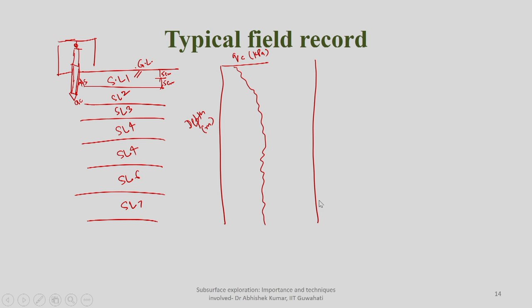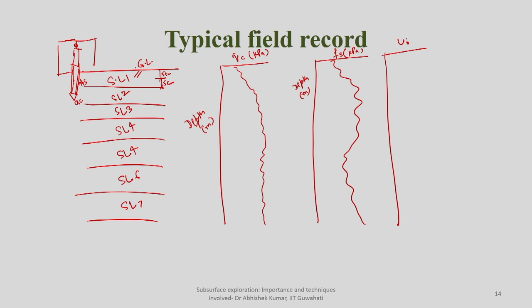Then in parallel, you will have some values of Fs, maybe also in kPa or MPa, and here also it is depth. This is a typical field record I am trying to show you here. Depending upon how much resistance is offered along the periphery, you can have some values like this. The third one may be the u naught value, or pore water pressure, again with respect to the depth. That depends upon the level of the groundwater table. You may have a similar value or an incremental value, and so on.